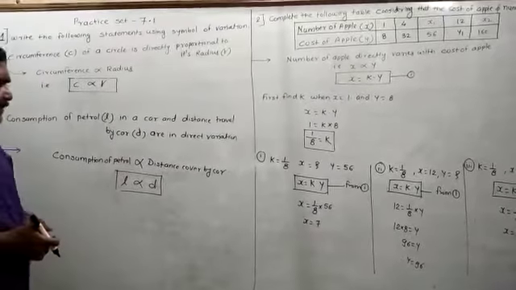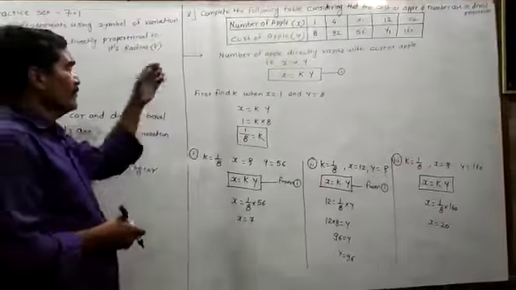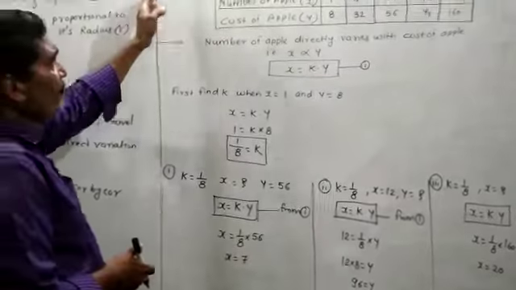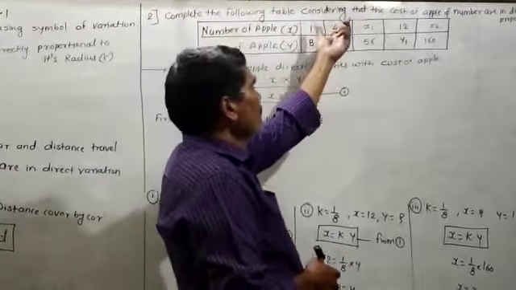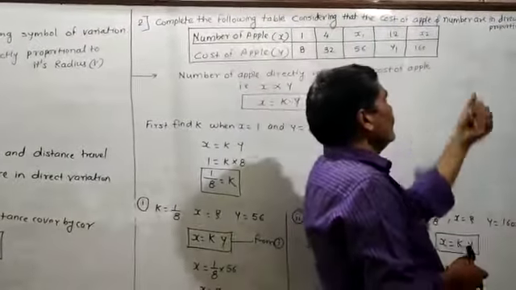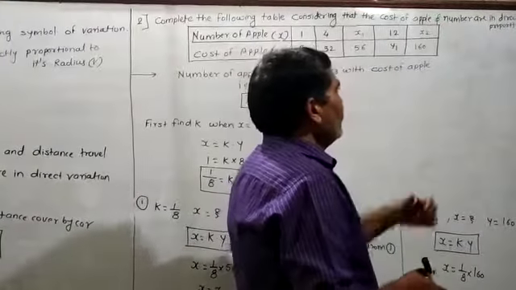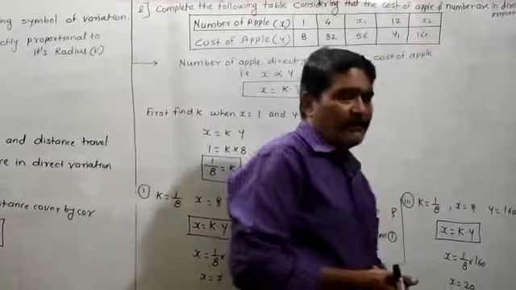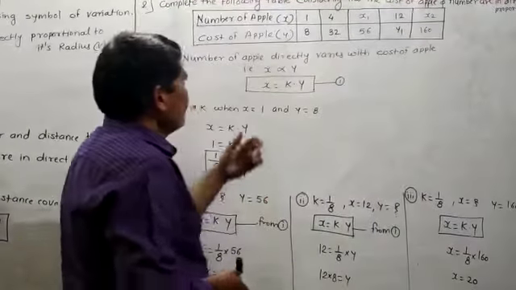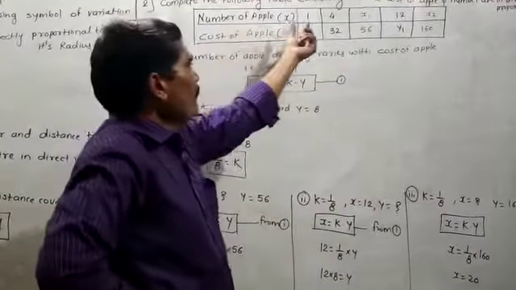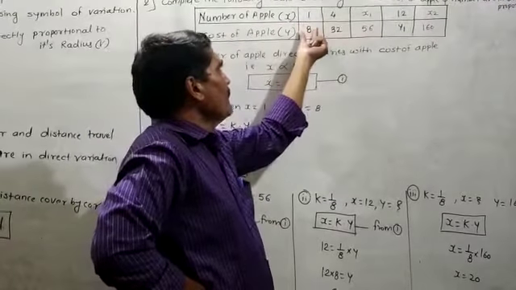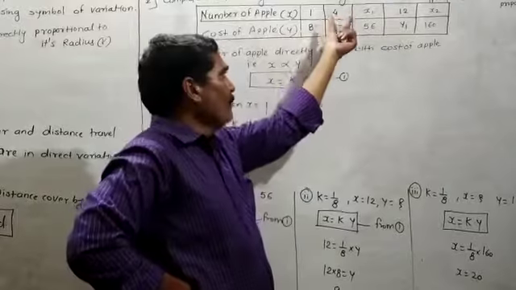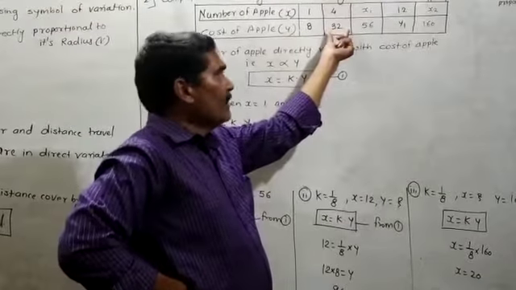Then, friends, you have to start with question number second of exercise number 7.1. Complete the following table considering that the cost of the apples and the number of apples are in direct proportion. The example is like this: if you purchase one apple, the cost is 8 rupees. If you purchase 4 apples, the cost is 22 rupees.